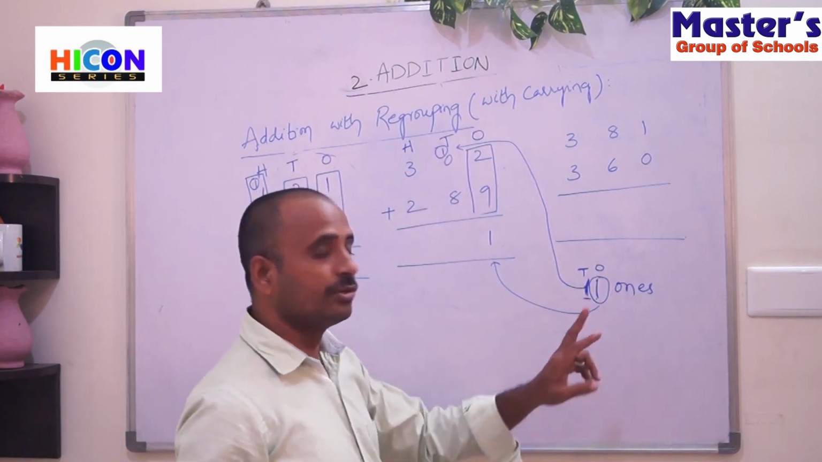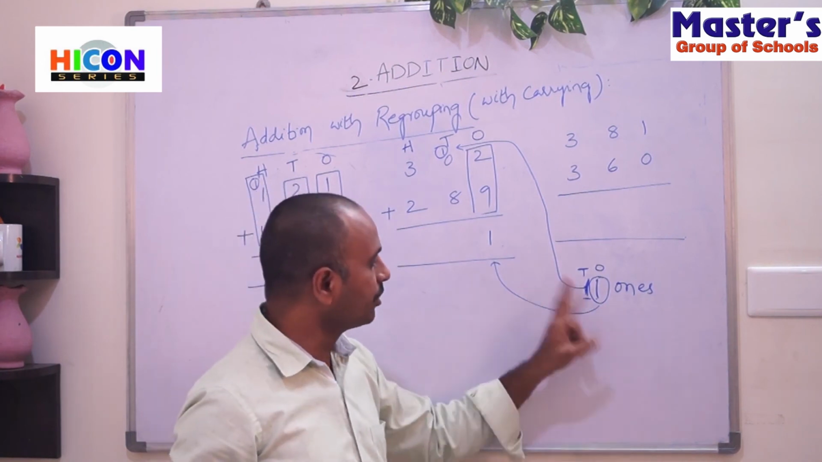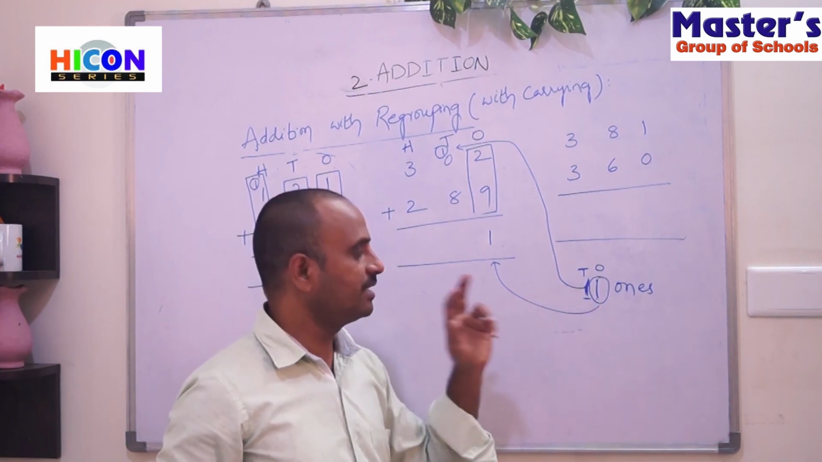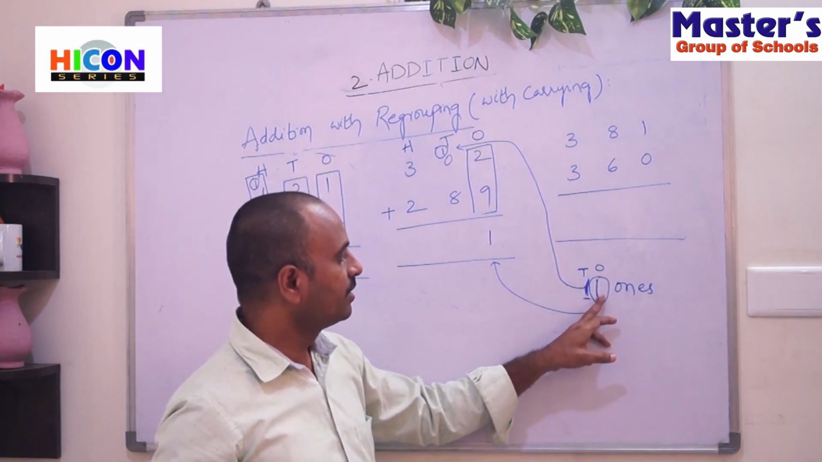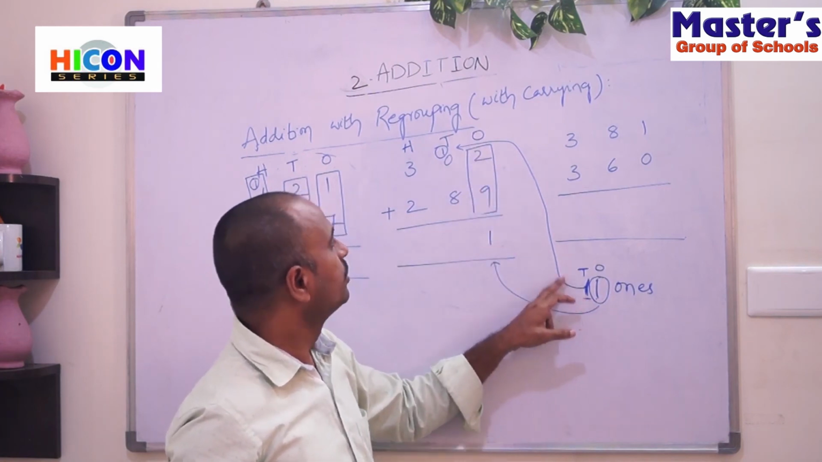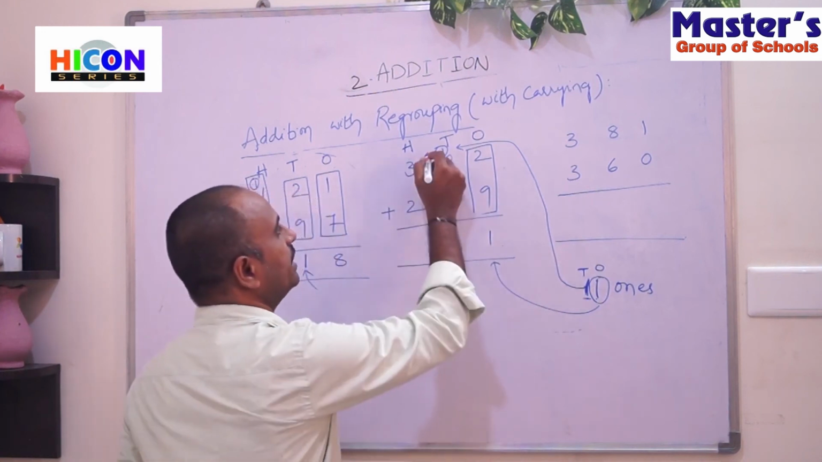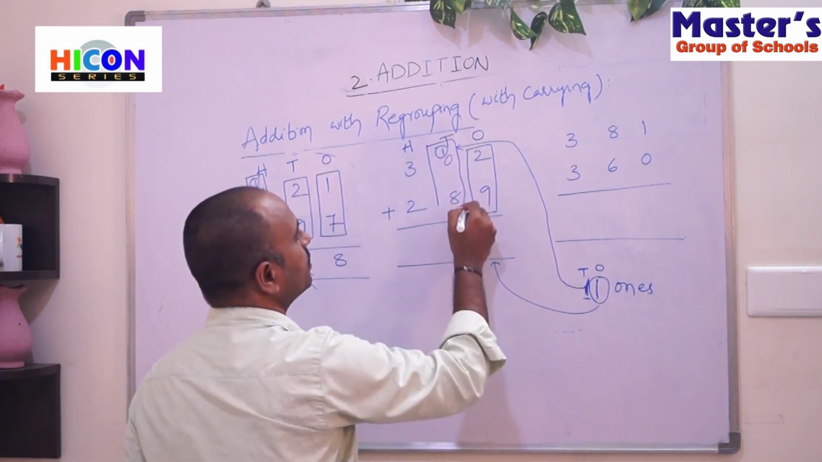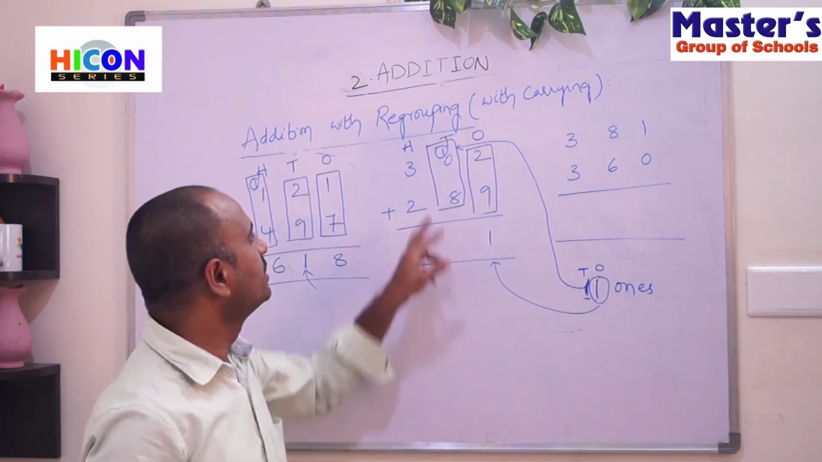So here 11 is a 2-digit number. That is, we have got 11 ones. We have to regroup 11 into ones and tens. Here 1 is present in the ones place, so write this 1 under the ones place, and carry the other 1 to the tens place. Next, there are 3 digits under the tens place. Now add these 3 digits.